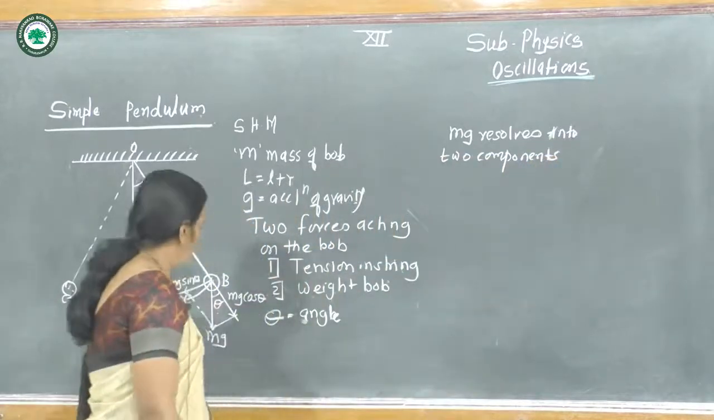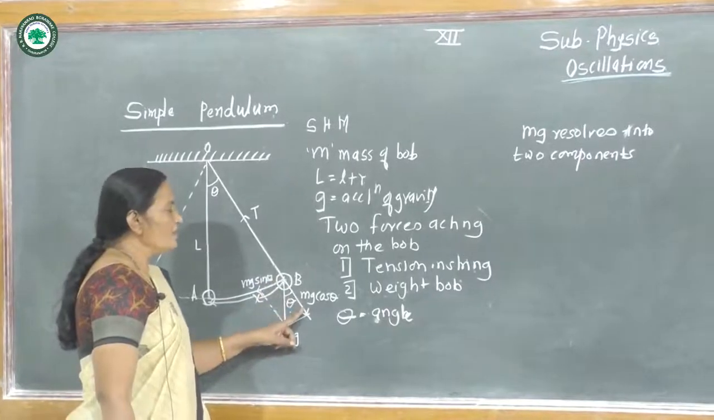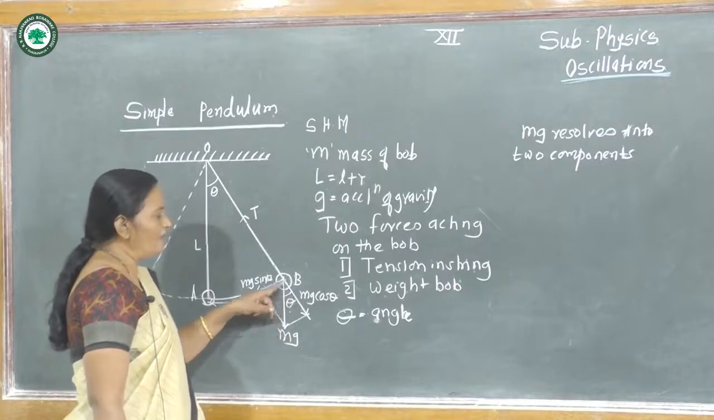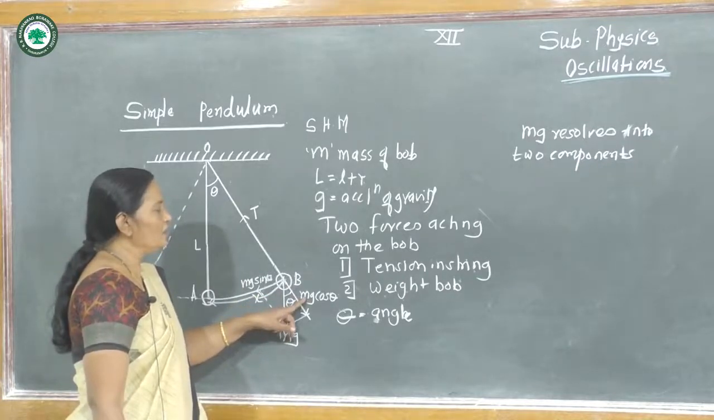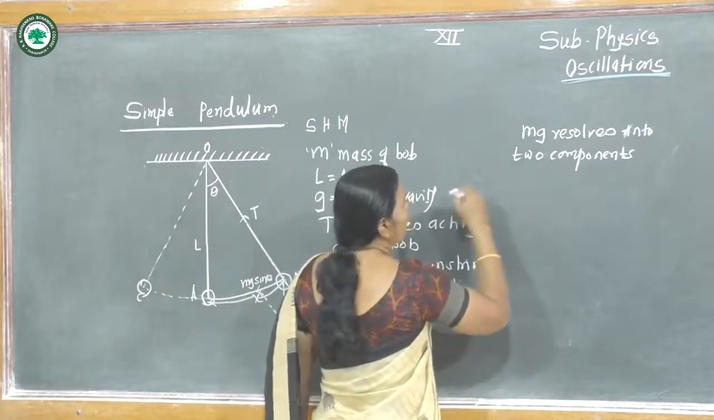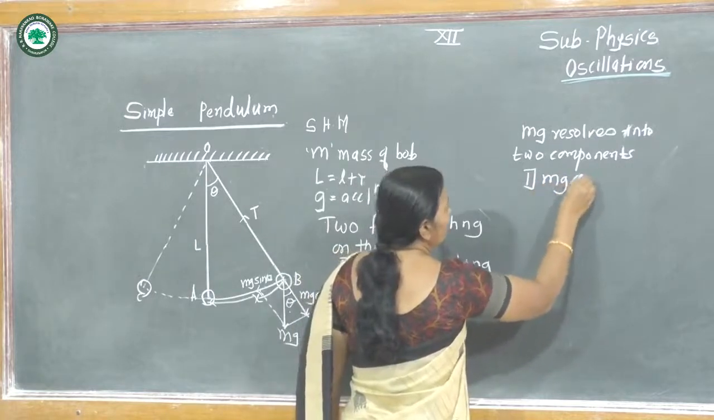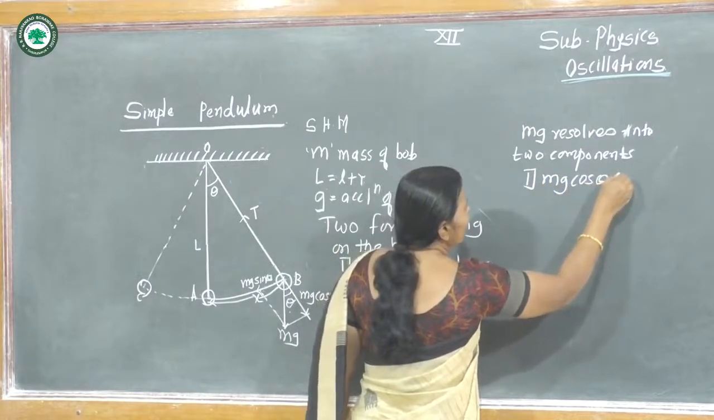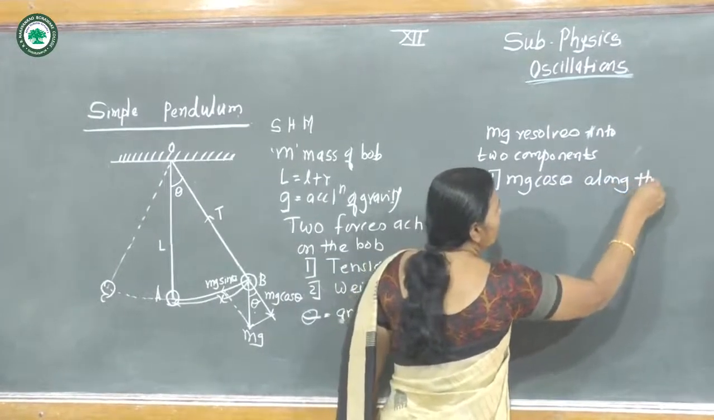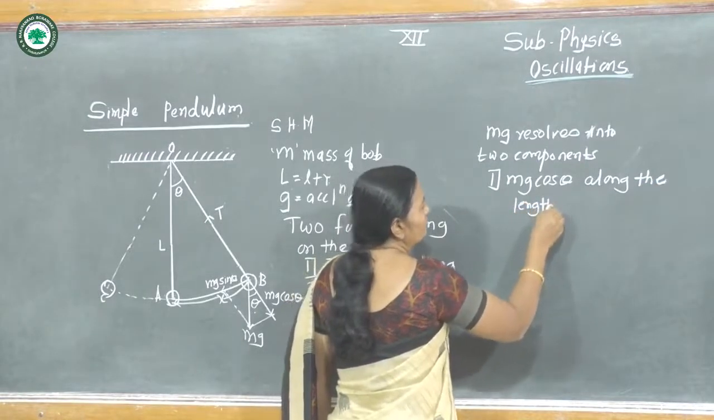First, see this mg, it has two components. This is the cosine component. We can say cos theta is equal to this side divided by this hypotenuse, which is equal to the first component. It is vertical, or along the length. The first component is mg cos theta. It is along the length of the simple pendulum.